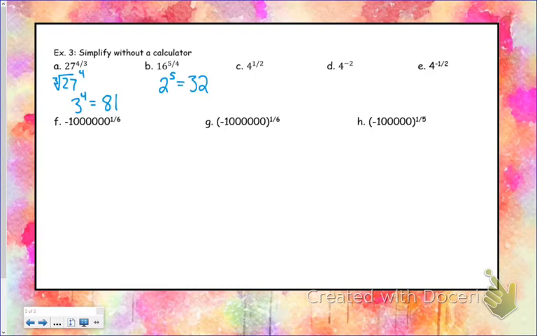Right, 4 to the 1/2, we already said this, that is the square root of 4, which is plus or minus 2, technically. 4 to the negative 2nd is 1/4 squared, so 1 over 16. And these two questions get mixed up a lot. So you've got to be really comfortable knowing the difference between the fraction exponents and the negative exponents.